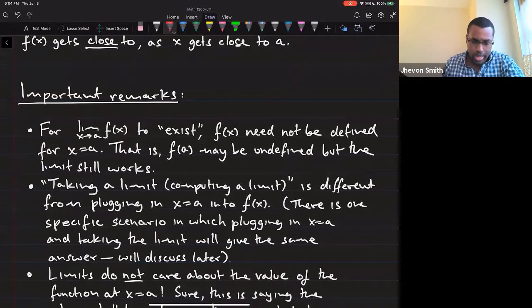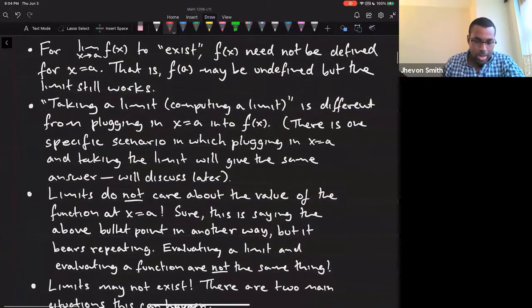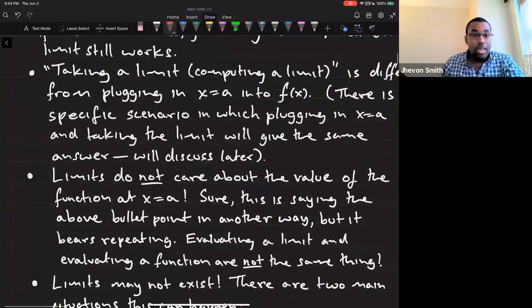So that's the second remark. So just to hammer that home, I actually put that remark twice. Limits do not care about what the value of the function is at x equals a. You do not care about what's going on at x equals a. You care about what happens as you get close to x equals a. And that's very, very important. Limits care about getting close to something, not necessarily being there.